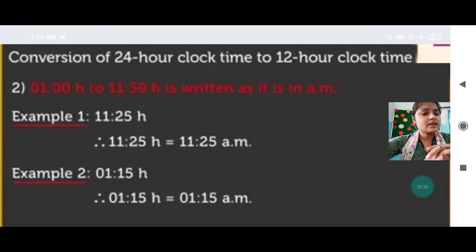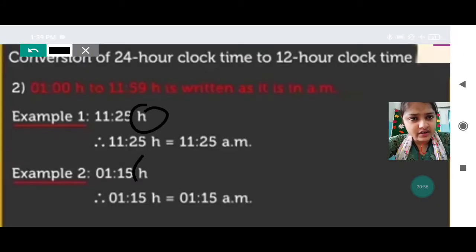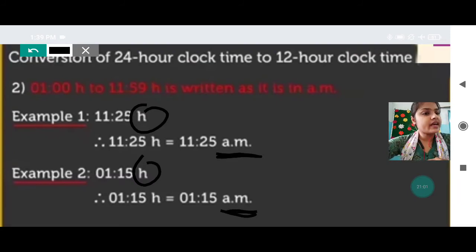It's very simple. Suppose if 11:25 h is given, then you have to just remove the h from there, that is hour, and you have to write am in place of that. In the same way, when 1:15 h is written, then you have to just remove h from there and write am. When the h is given, my dear, keep this in your mind, you have to put am only. You just have to remove the h, and then you put am when you are converting 24-hour to 12-hour clock timing.